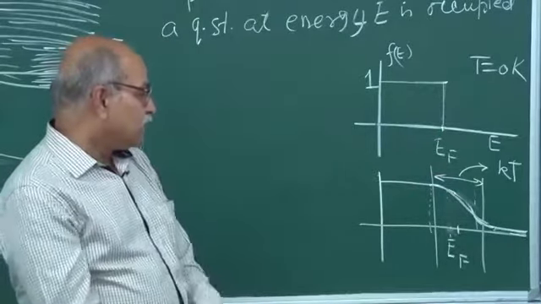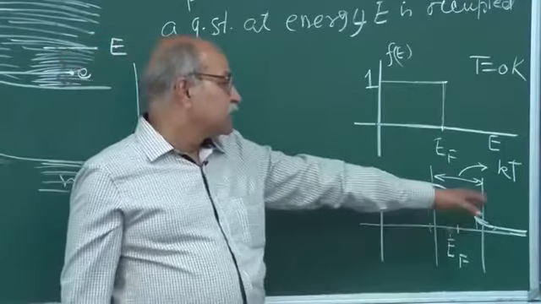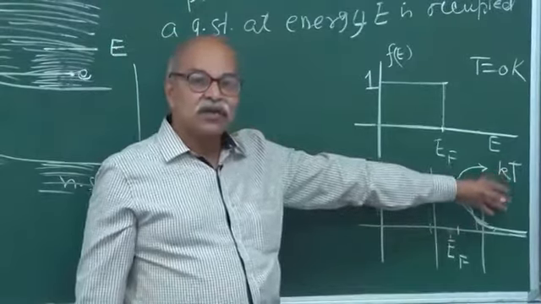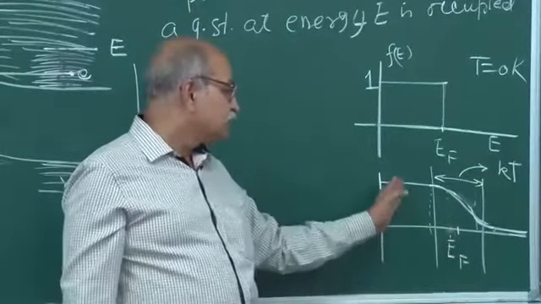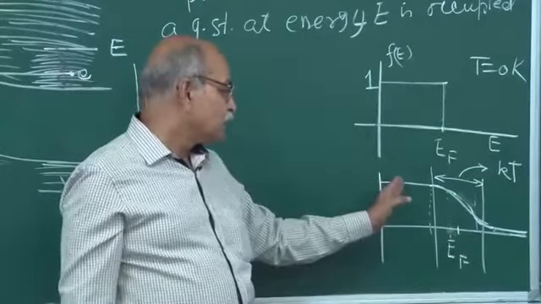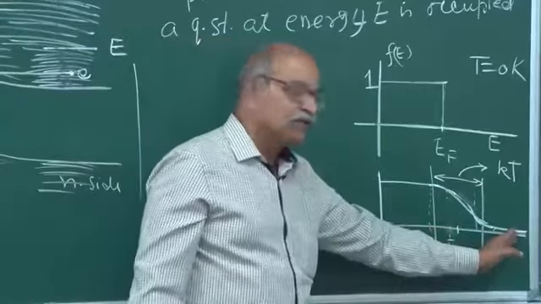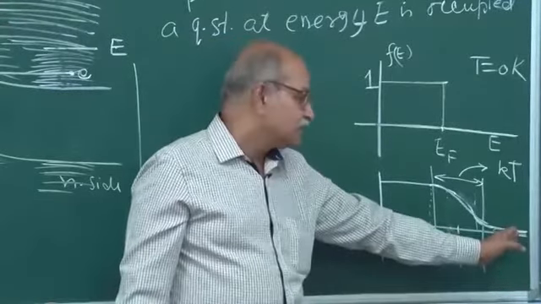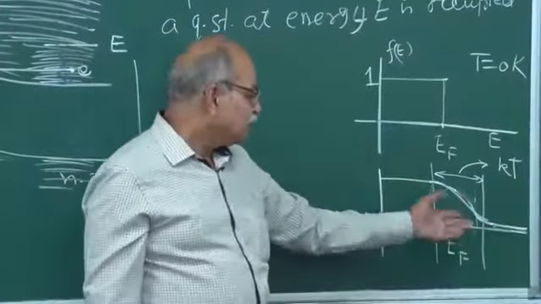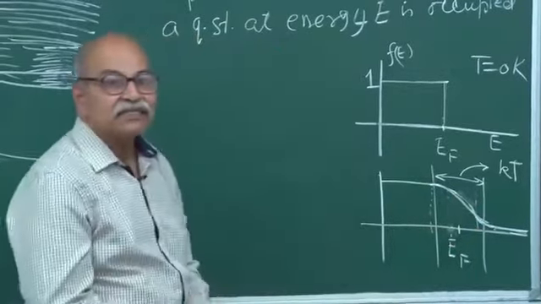So if you are, say, 100 kT to the left, the probability is almost 1. If you are 100 kT on the other side, the probability is 0. But if you are 2 to 3 kT to this side or that side, then you can have this probability.